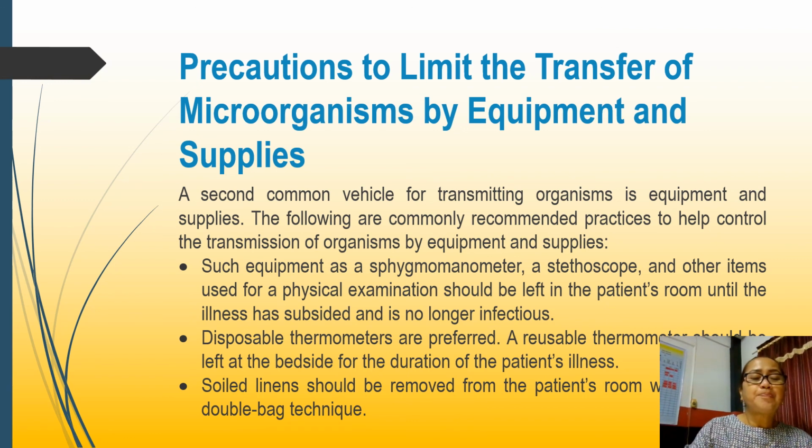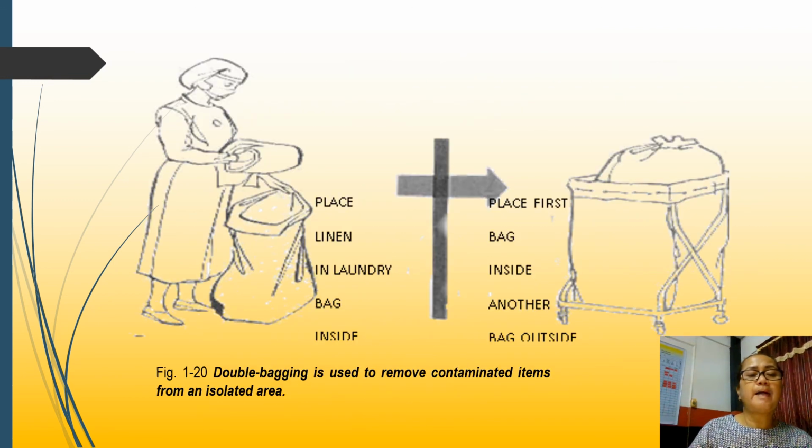Sorry. So, as what I've said, the personal protective equipment, or no, the personal items of the patient should be placed inside the room. Thermometers and then your BP apparatus. Disposable thermometers are preferred. The reusable thermometers should be left at the bedside for the duration of the patient's illness. So, linens should be removed from the patient's room by using a double bagging technique.